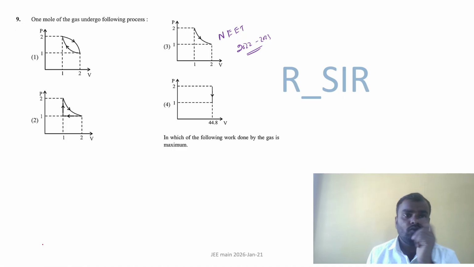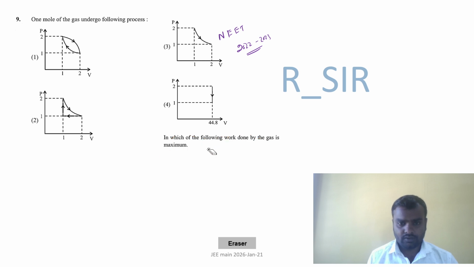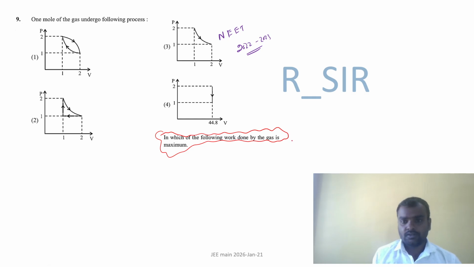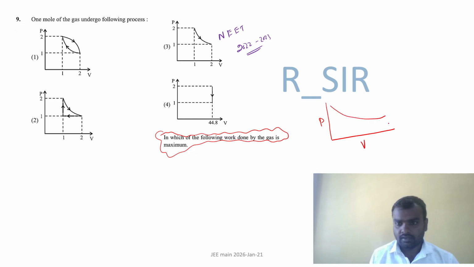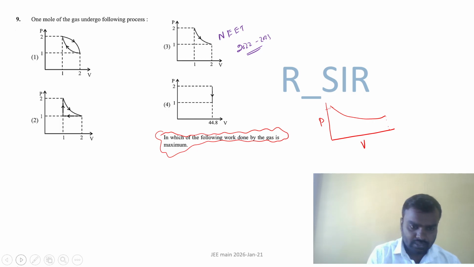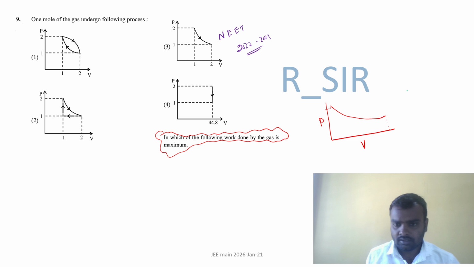Now, one mole of the gas undergoes the following process. The question is: in which of the following is the work done by the gas maximum? To find the maximum work done, we have to know the area under the curve. If I take pressure versus volume, the system moves like this. Now if I take this one and this one, this entire area will be the area under the work done.